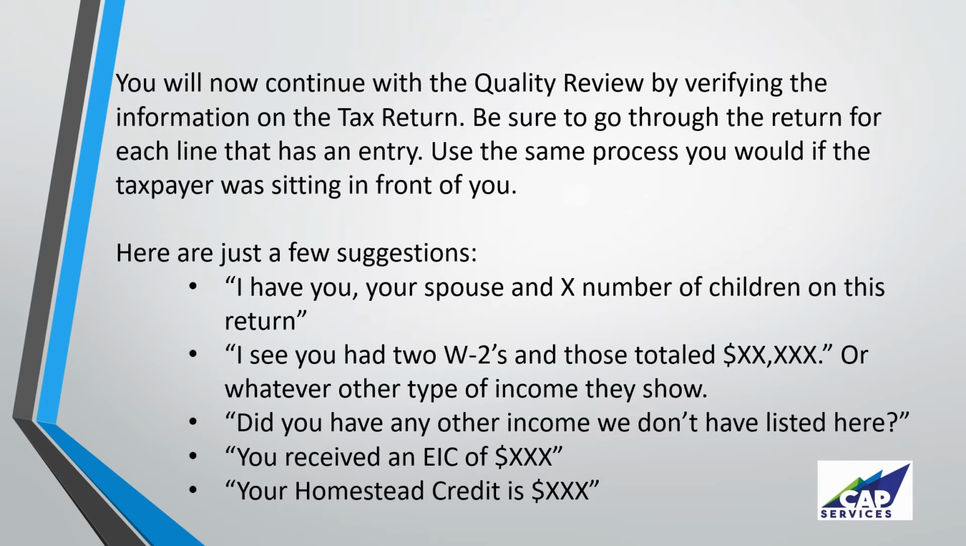Ask them, did you have any other income we don't have listed here? How about the stimulus checks? Did you receive your economic impact payment of $1,400 per person? I show your homestead credit amount for this year is X. Sometimes they'll say, why is it so low? Or boy, that's kind of high, which will give you another tip to check the return further.